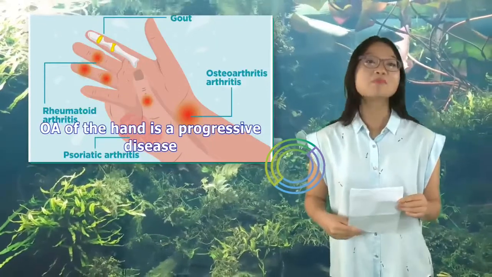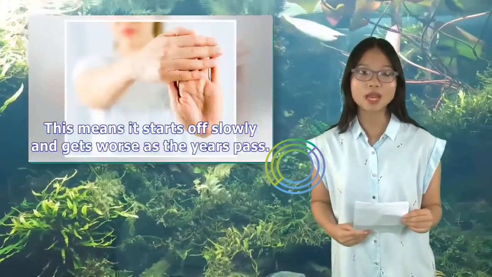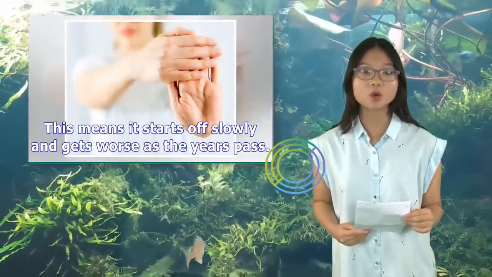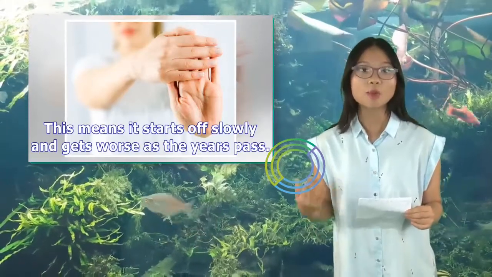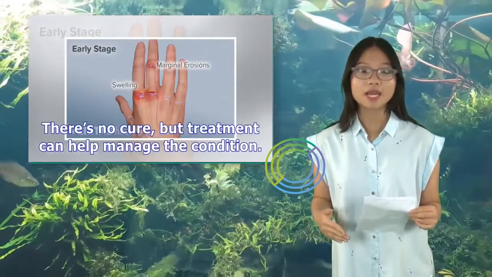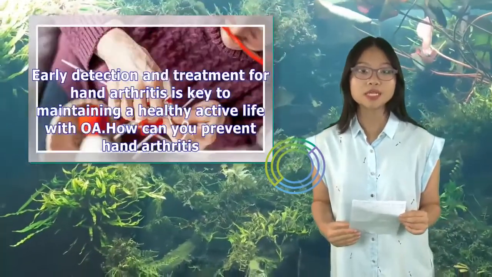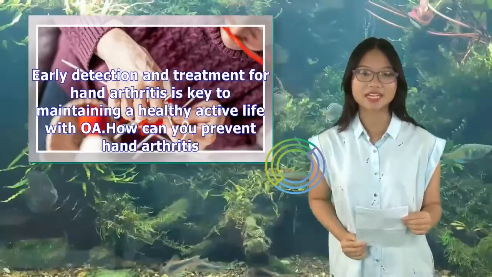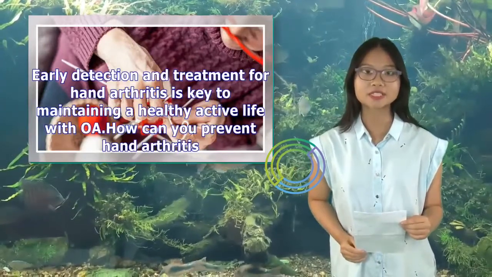OA of the hand is a progressive disease. This means it starts off slowly and gets worse as the years pass. There's no cure, but treatment can help manage the condition. Early detection and treatment for hand arthritis is key to maintaining a healthy, active life with OA.